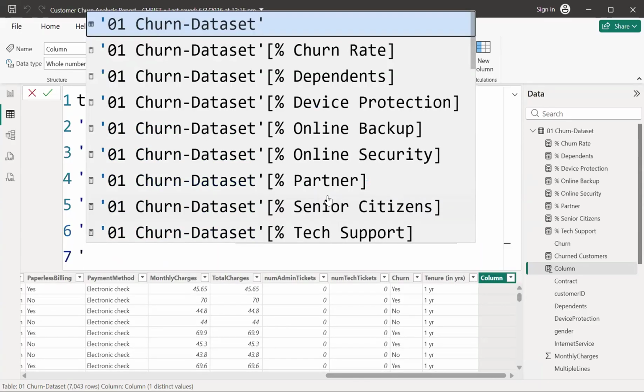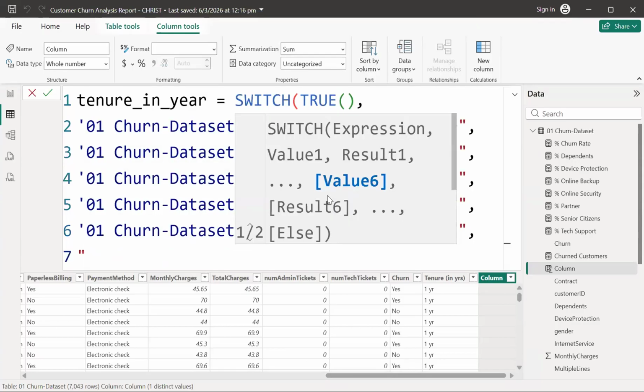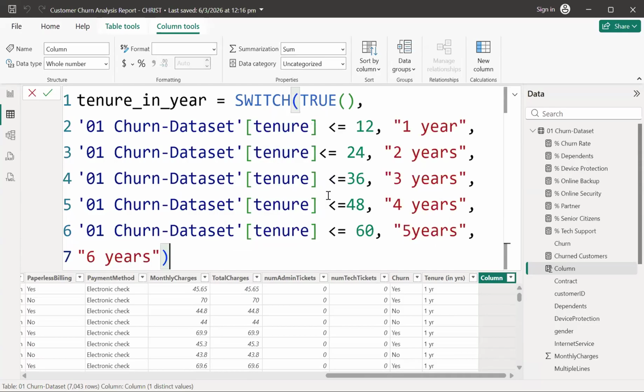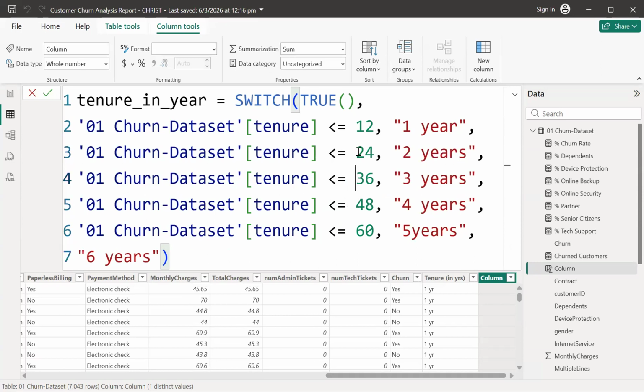Now, guys, for the last one, I don't have to write it over here. I simply have to write it as 6 years. Close the bracket and this is done. So, guys, even if you have missed it, there is no problem, and you can try to fix it. Now you can see that we got 1 year, 2 year, 3 year, 4 year, 5 year, and finally we have 6 years.